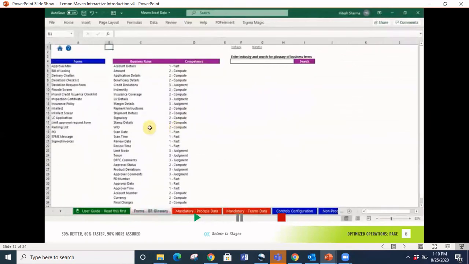Next, it asks the user to mention key forms and business rules used in the given process. This information helps Maven understand the complexity of work being performed in the process. The key documents or screens used in the process are given under forms, and key data fields or attributes of those forms are defined under business rules.